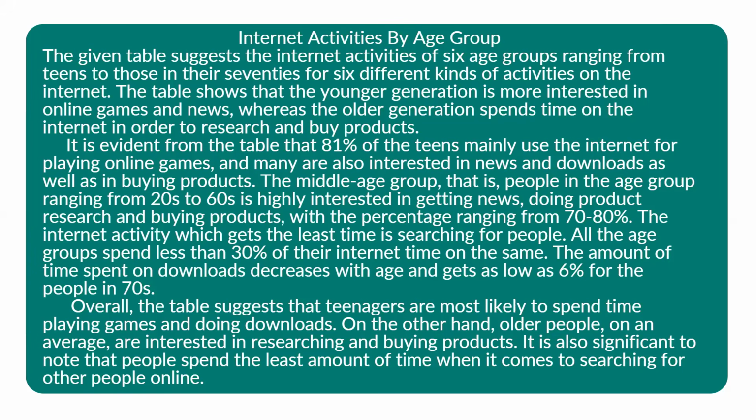It is evident from the table that 81% of the teens mainly use the internet for playing online games, and many are also interested in news and downloads as well as in buying products. The middle age group, that is people in the age group ranging from 20s to 60s, is highly interested in getting news, doing product research and buying products, with the percentage ranging from 70 to 80. So see here, we are using vocabulary for ranges: percentage ranging from 70 to 80%.